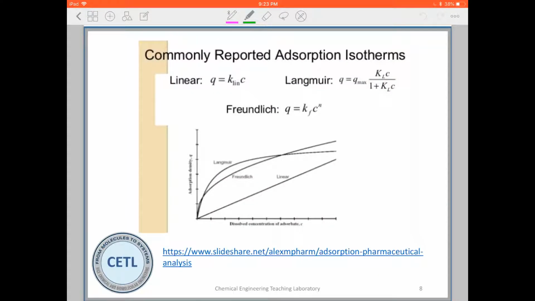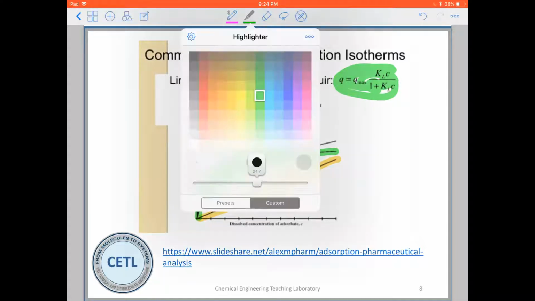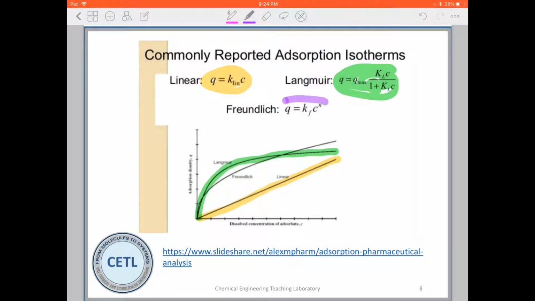Some of the commonly observed or reported isotherms are the linear isotherm, so you get this equation right here. And then we have our Langmuir, what we talked about, saturation kinetics, so something that goes up like this. And then we have an exponential type of isotherm. It's called your Freundlich isotherm.